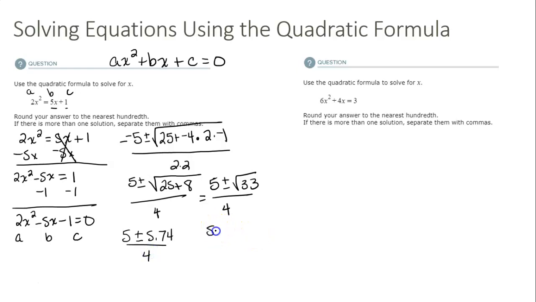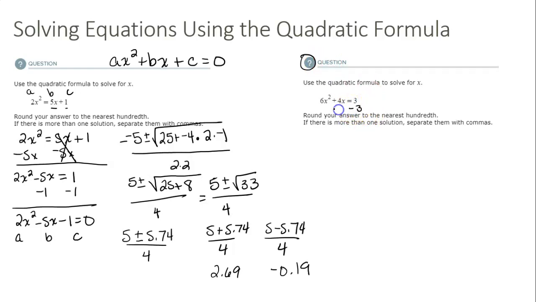Now I'm ready to split that up into 2 problems. 5 plus 5.74 divided by 4, and 5 minus 5.74 divided by 4. 5 plus 5.74, hit enter, divide by 4, and we get 2.69. For this one, 5 minus 5.74, hit enter, divide by 4, and I get negative 0.185, which rounds to negative 0.19. You pause the video, and I want you to start just by getting this in standard form.